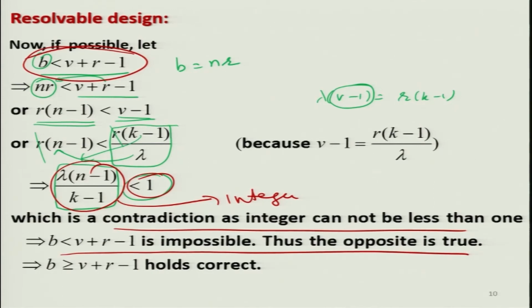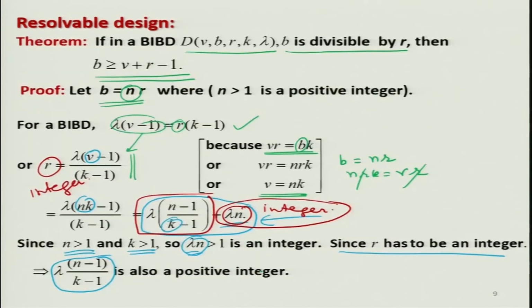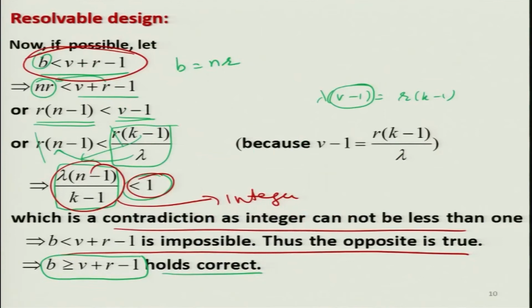Just the opposite of this, and the opposite of this is that b is greater than or equal to v plus r minus 1. This condition holds correct. And if you try to see, this is what you wanted to prove, that b is greater than or equal to v plus r minus 1. So, now we have proved this result also.